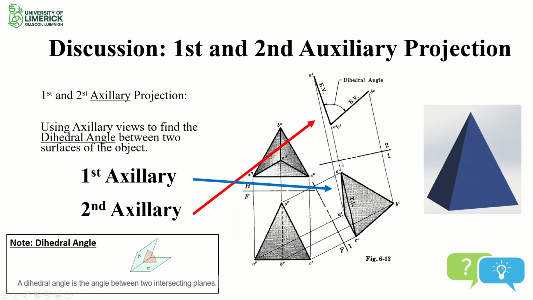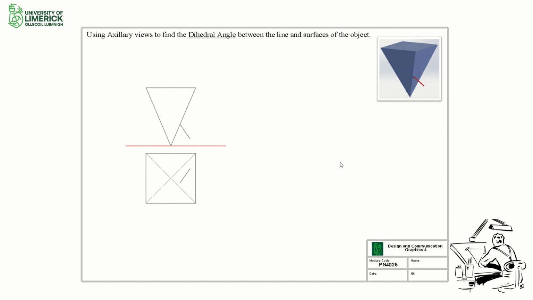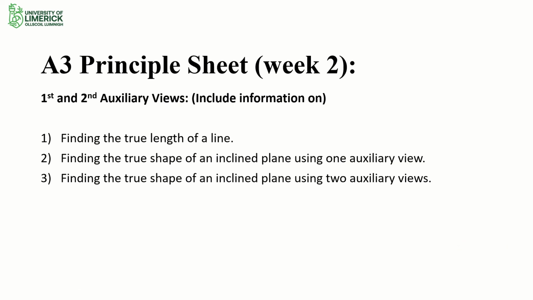You should be absolutely fine. Now for your third activity of this lab itself is going to be an A3 principle sheet. Each week you're also going to have these principle sheets along with each of the topics. Basically, they're going to be on whatever topic you have that week, which this one is first and second auxiliary views.